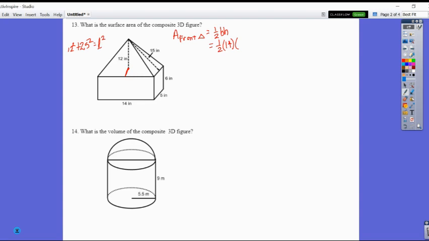So 12 squared plus 2.5 squared gives this slant height to be 12.26. That's what will be the height in our front triangle. So we're talking about 85.82. Then I need to find the area of the right triangle, which is also then going to be the same as the left triangle.